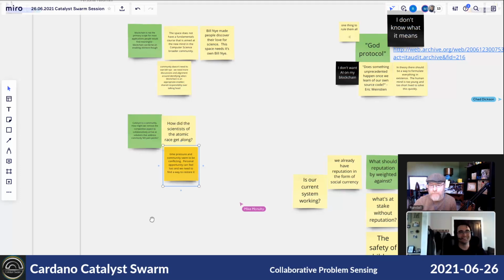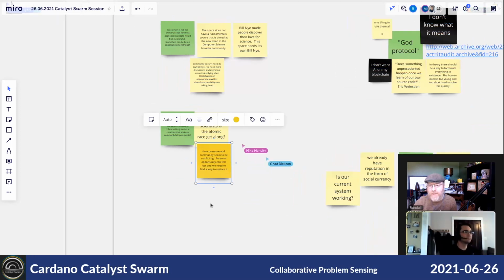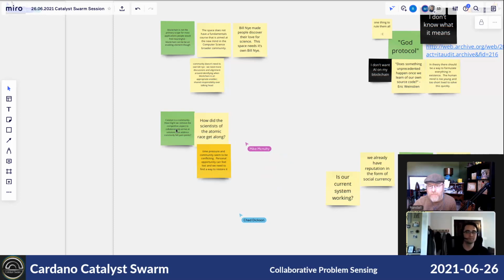The gold sticky, where time pressure and community seem to be conflicting. I think on this one it was a similar kind of situation. The problem statement being catalyst to the community: how might we remove the competitive aspect to be more collaborative? The note about scientists and the atomic race seemed to be focused on the idea of time pressure and competitiveness.